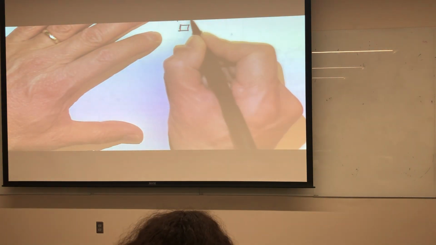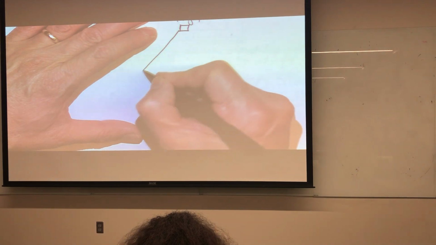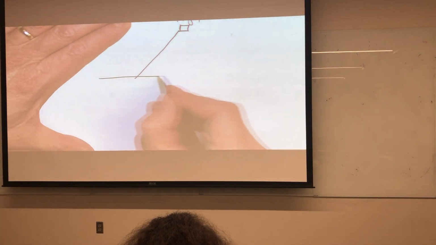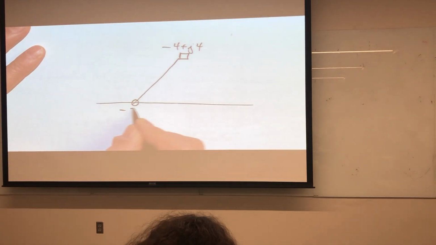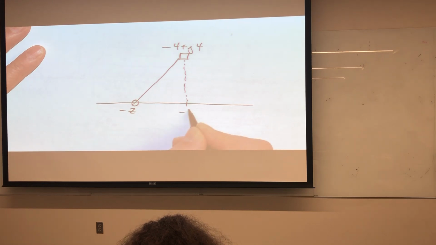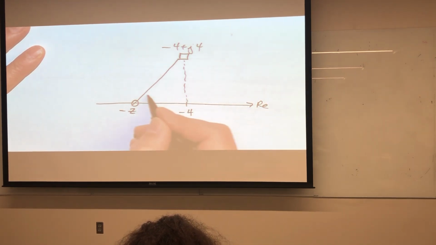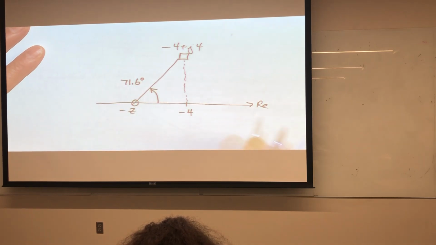Negative 4 plus j4. Here's the 0 at negative z. This point here is at negative 4. This is the real axis. I'm not going to draw the imaginary axis. This angle is 71.6 degrees.